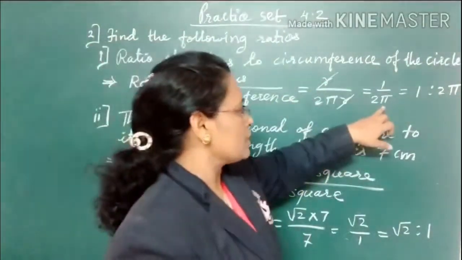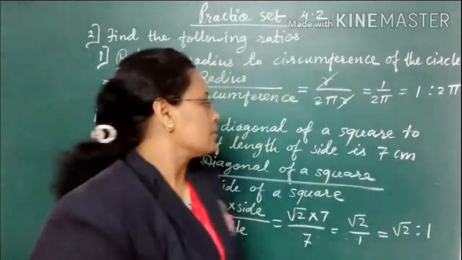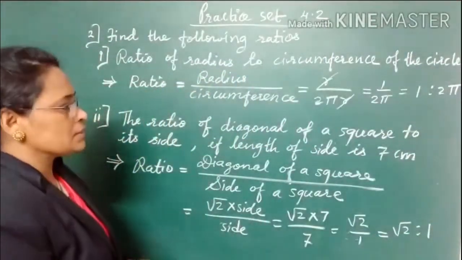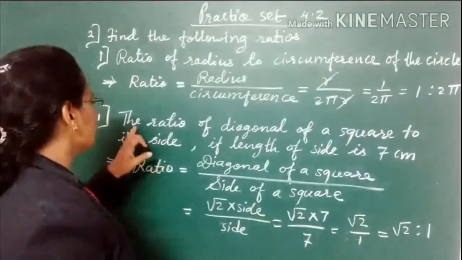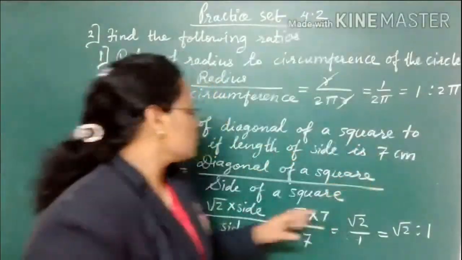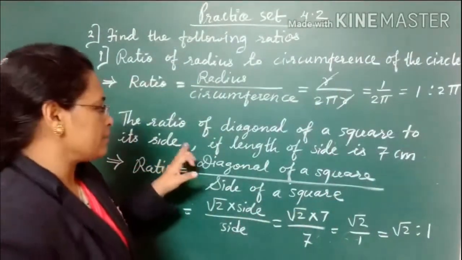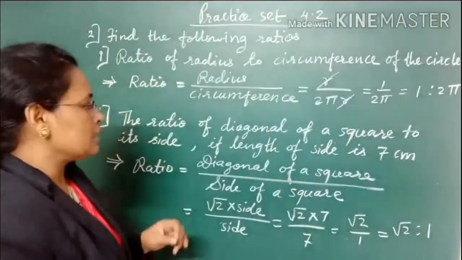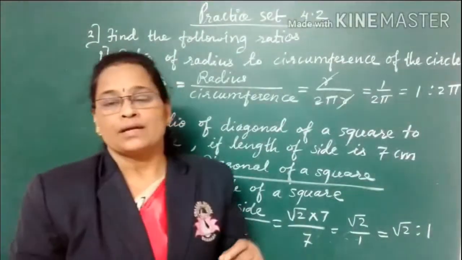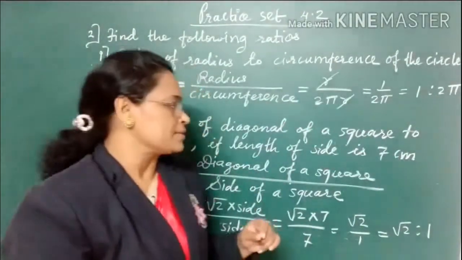So what is the ratio? 1 is to 2 pi. Then the next one we'll see. If the lengths or measures are given, that also we can write in the form of a ratio. The ratio of the diagonal of a square to the side of a square, if the length of the side is 7 centimeter. Now here as the square is there, when we draw the diagonal, the right angle triangle is formed.